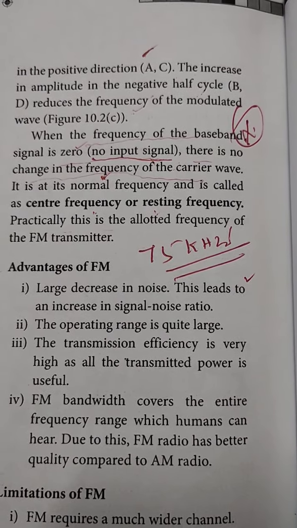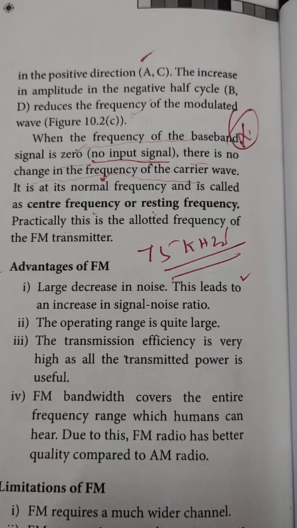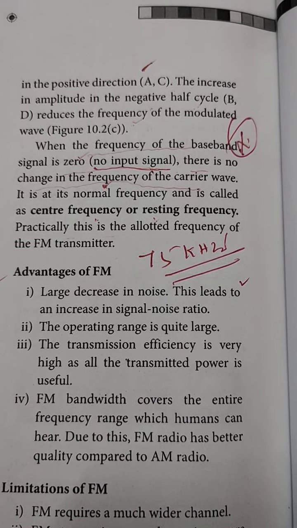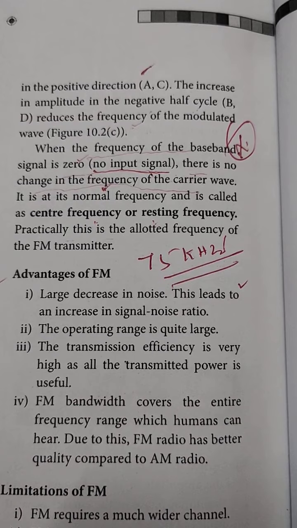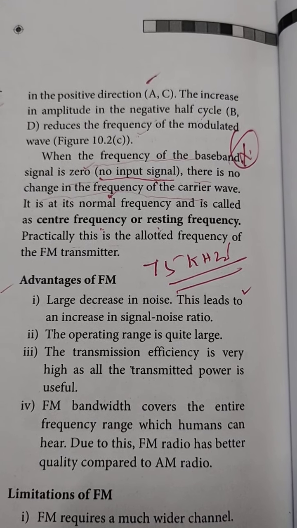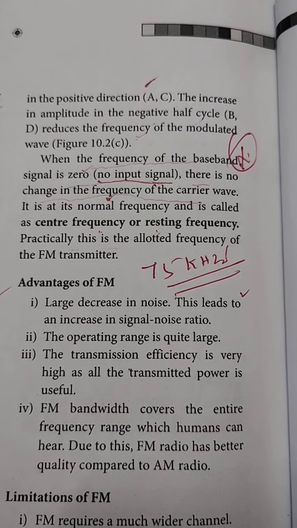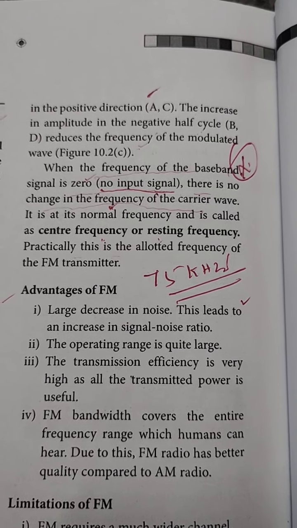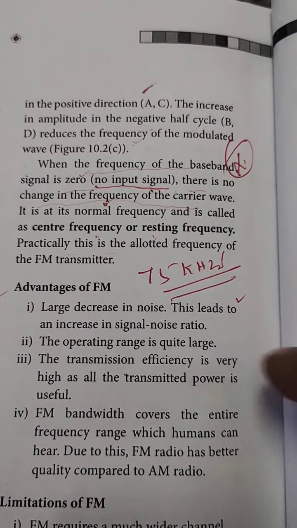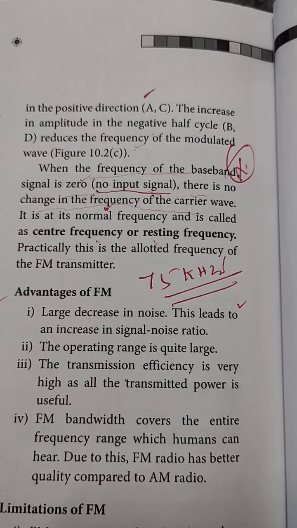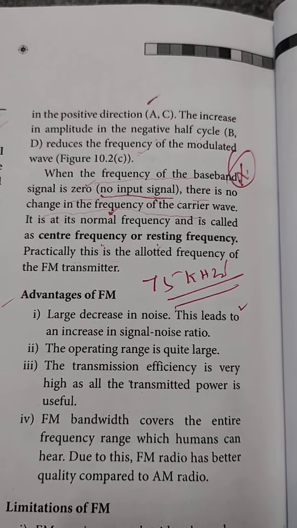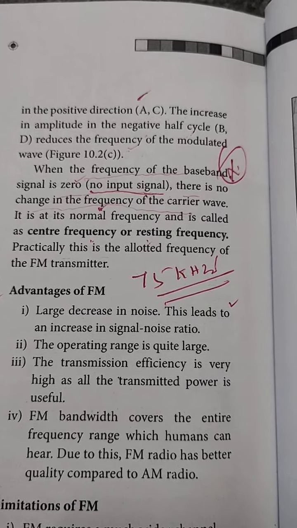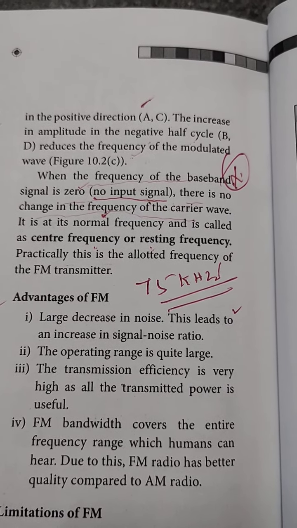So when the amplitude of the baseband signal is 0, which means no input signal, there is no change in the frequency of the carrier wave. It is called the center frequency or resting frequency. This is one more important question. The resting frequency or center frequency value will be 75 kilohertz.